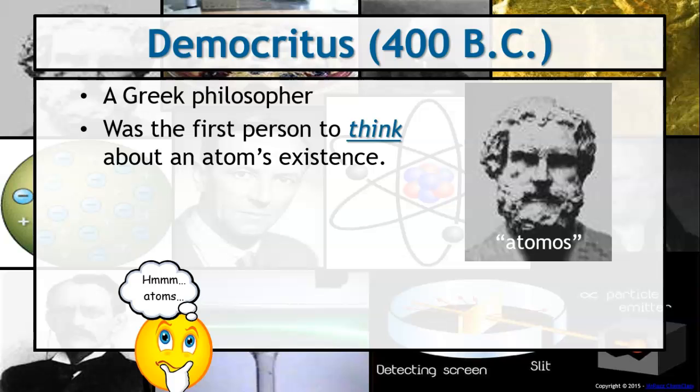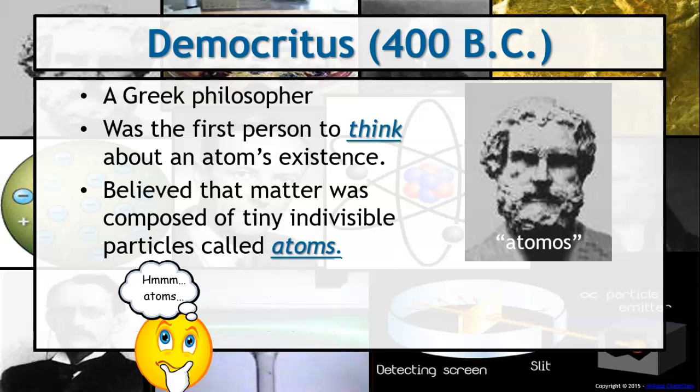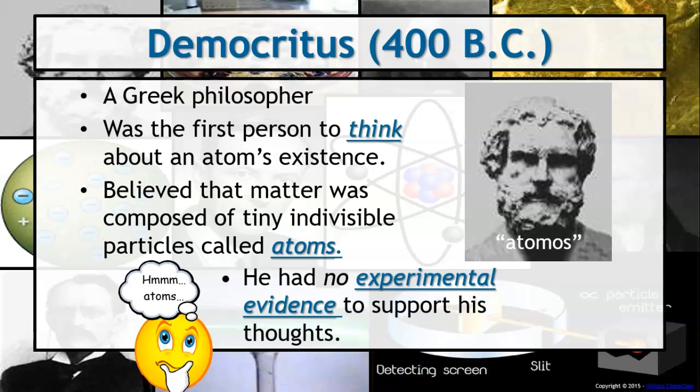He referred to that as an atmos, the Greek word atmos, which we now translate atoms. So his idea was that matter is composed of these tiny indivisible particles called atoms. These tiny particles can't be divided down into smaller parts. And again, he called them atoms or atmos.